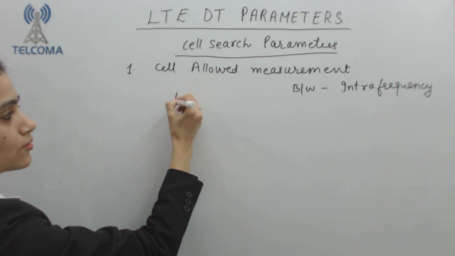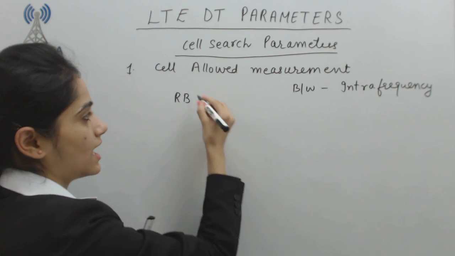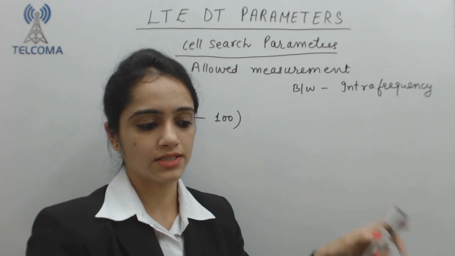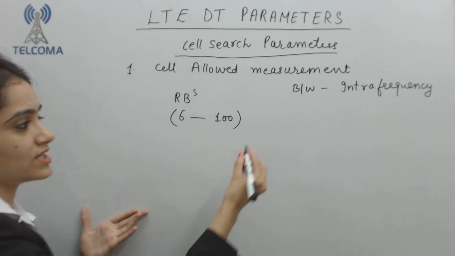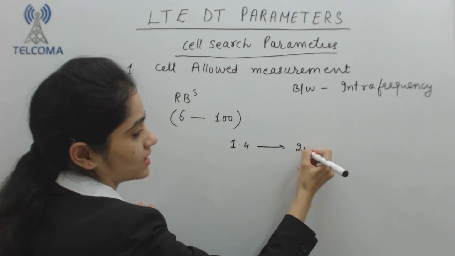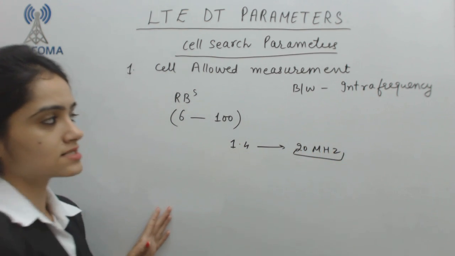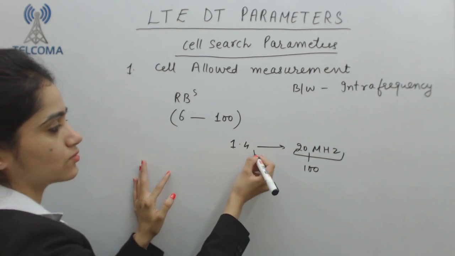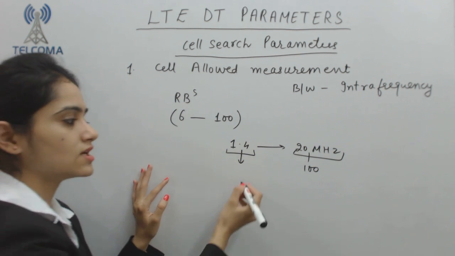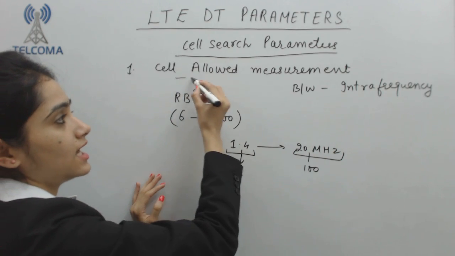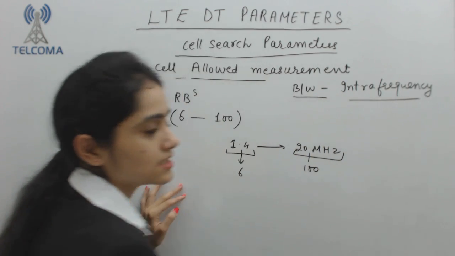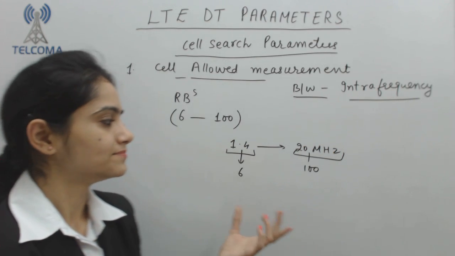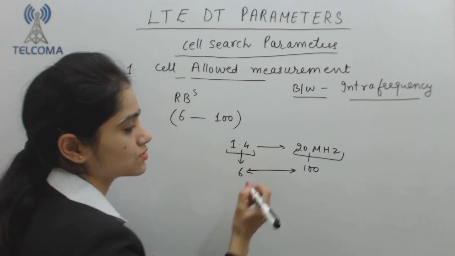It totally depends upon the number of resource blocks. We have a minimum of 6 and a maximum of 100 resource blocks, which totally depends upon bandwidth. LTE offers scalable bandwidth ranging from 1.4 to 20 megahertz. If we have 20 megahertz, the number of resource blocks will be 100. If we have only 1.4 megahertz, the number of resource blocks will only be 6.